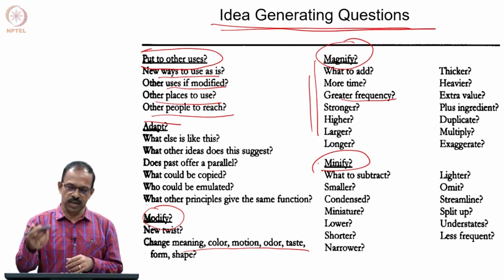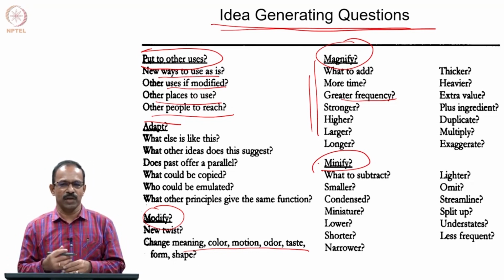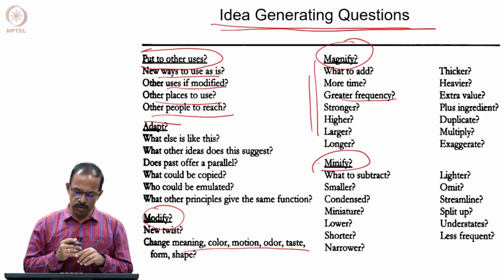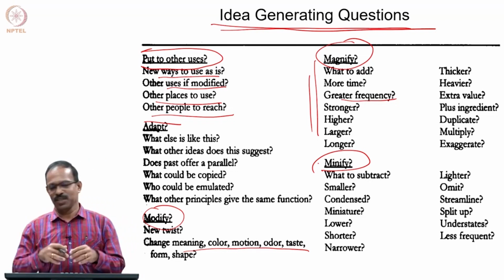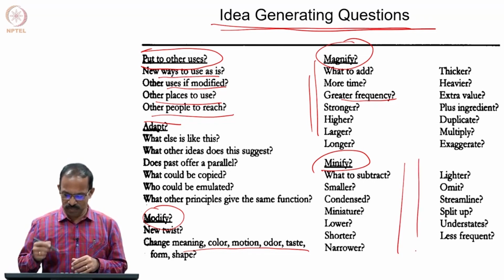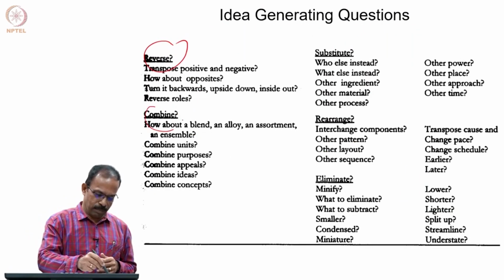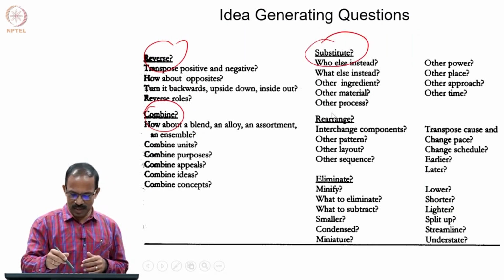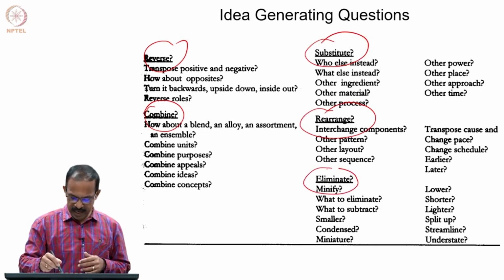the other side, okay, can you reduce something, can you reduce the time, can you reduce the frequency, can you miniaturize, can you lower the temperature, or can you lower the weight. So, these kind of questions you can ask. Okay, similarly reverse, combine something, substitute something, rearrange, eliminate.